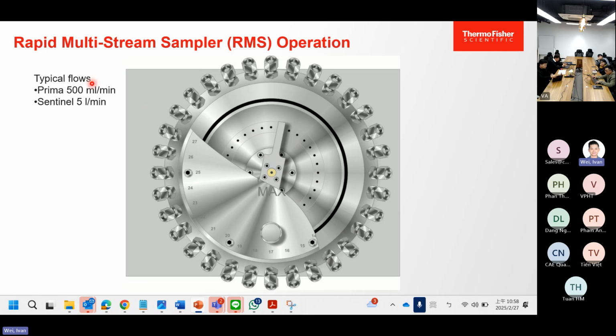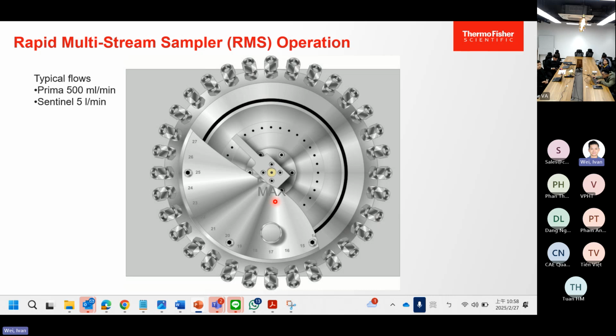In here, this is our rapid multi-stream sampler, RMS, operations. Typically, the flow is about 500 milliliters per minute. For Sentinel, that's about 5 liters per minute. We are able to link up to 30 or 64 sample ports. That means we're able to constantly monitor samples in sequence at 30 different sites or 64. Of course, we can have another dual RMS system. That means we can double our sampling streams.